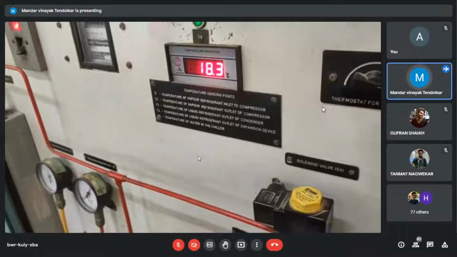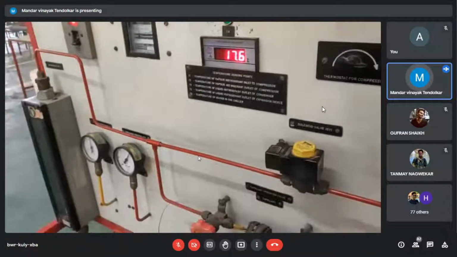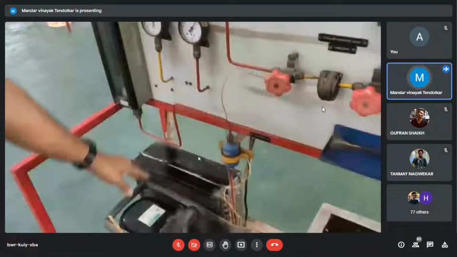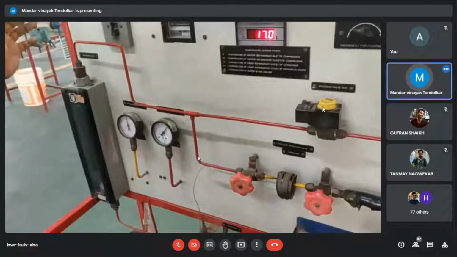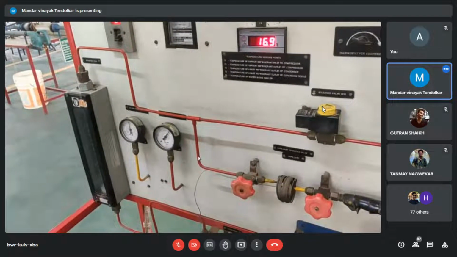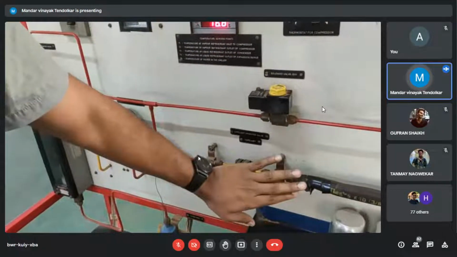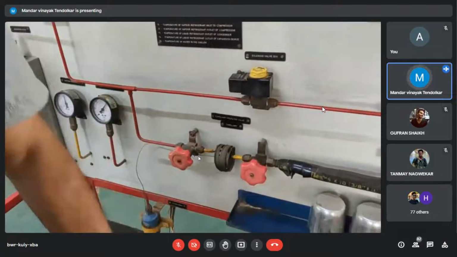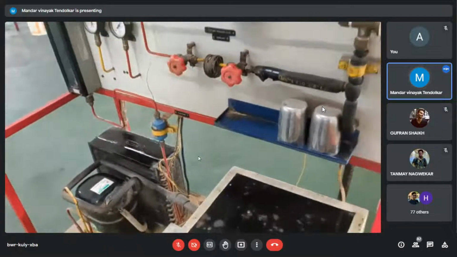Now the process, as you know, is isentropic compression in the compressor, then isobaric condensation in the condenser, then isenthalpic expansion in the expansion device, and then isobaric evaporation in the evaporator.